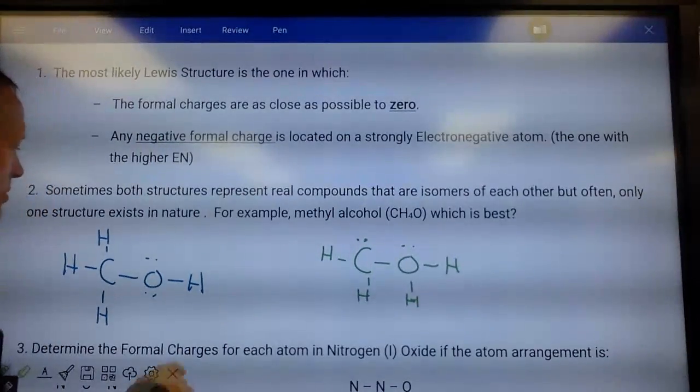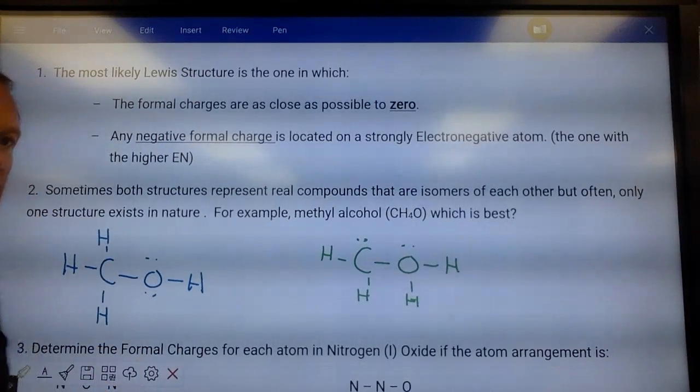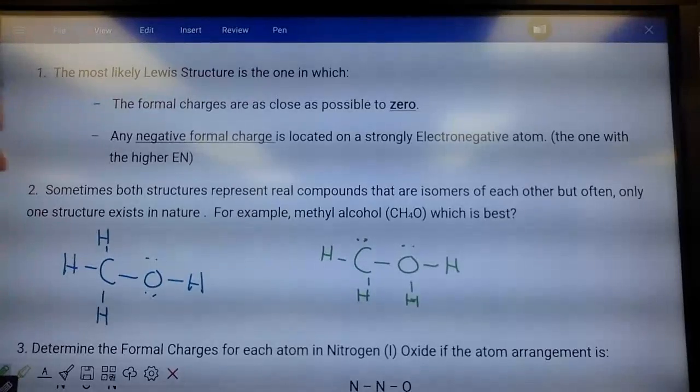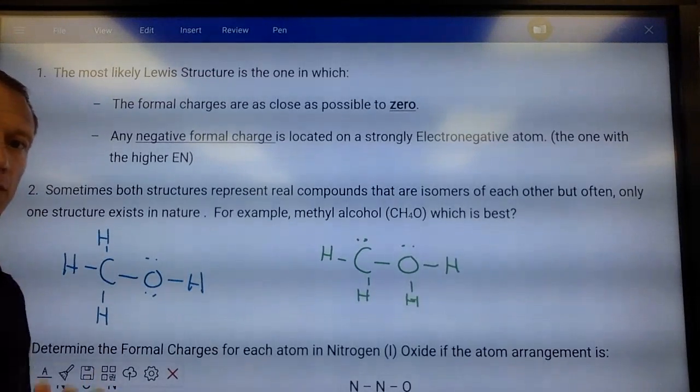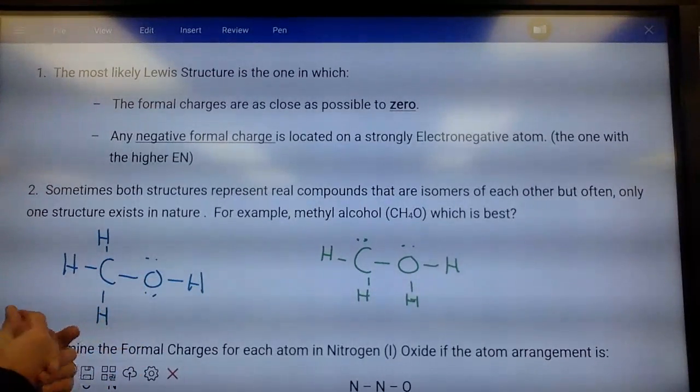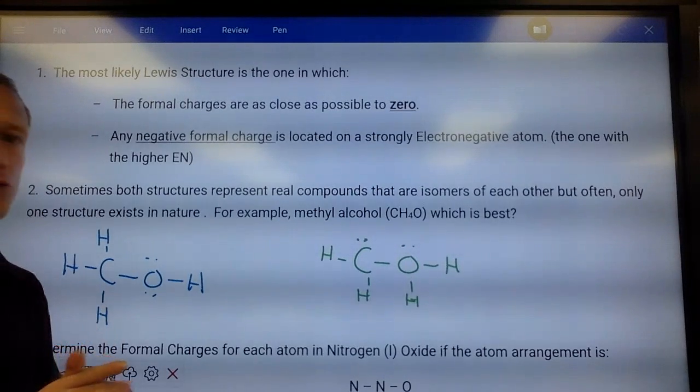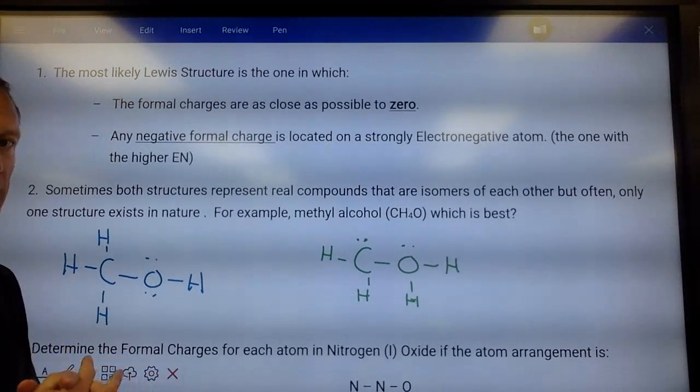So they both have the correct number of total valence electrons. Everything's got 8 valence electrons around it. It's supposed to have 8 around it. So both of these are valid. They both meet the criteria for a correct Lewis structure. So we are going to assign formal charges to the central elements typically.